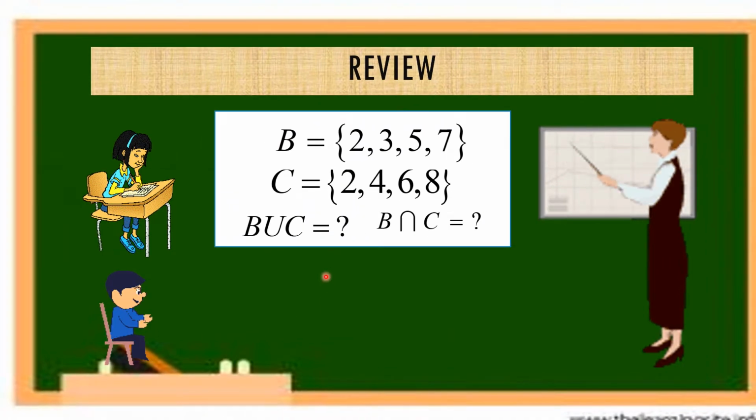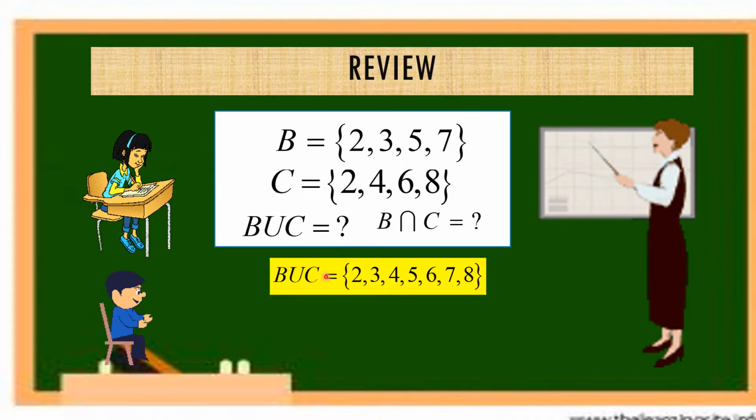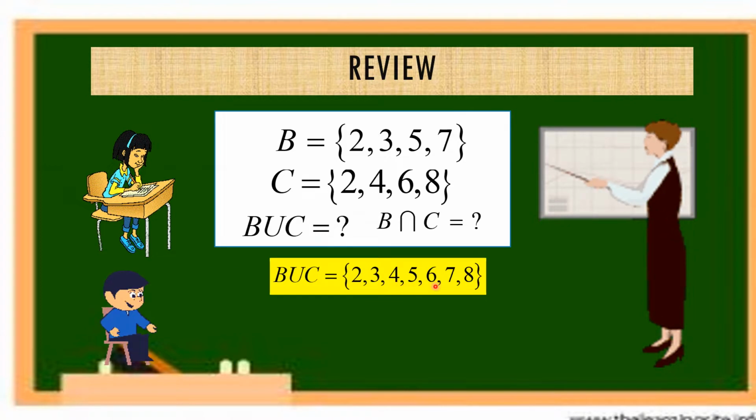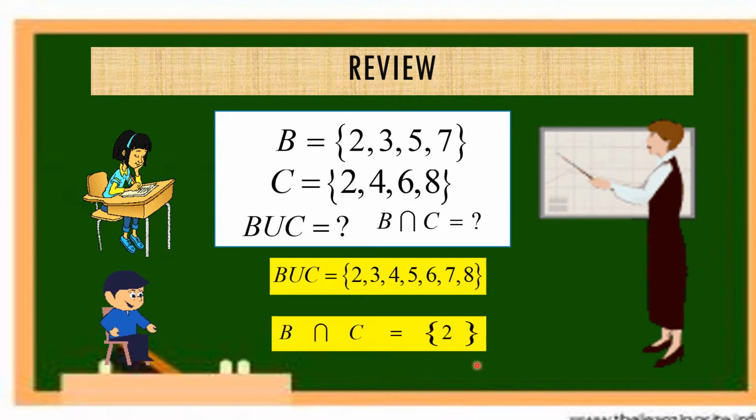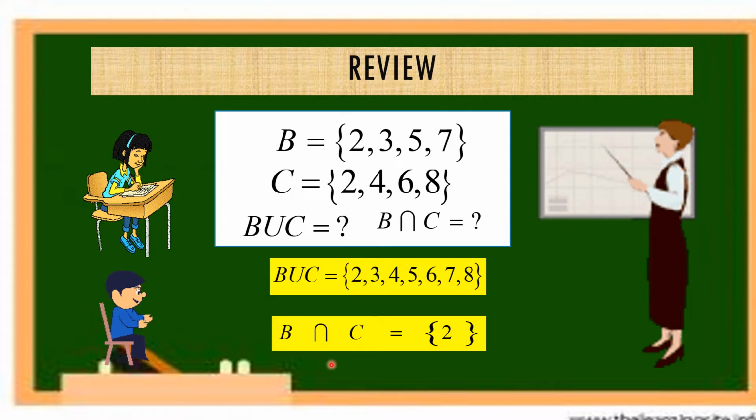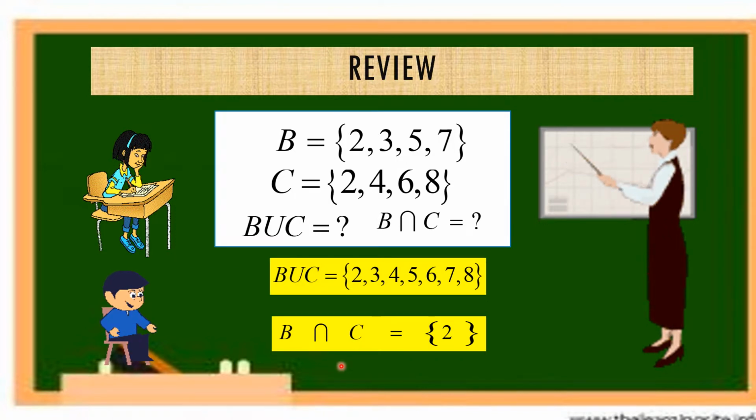For B union C, we have 2, 3, 4, 5, 6, 7, and 8. Did you get it correct? Very good. How about the next one? So we have B intersection C. What element is common to set B and set C? The answer is 2. Did you get it correct again? Very good.